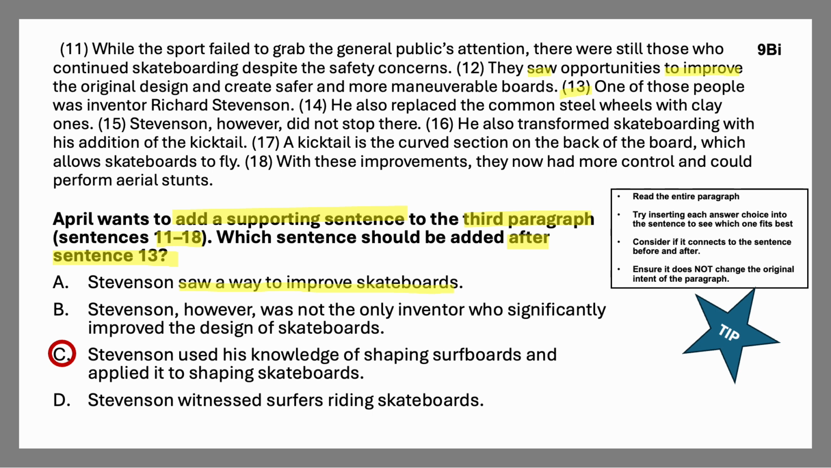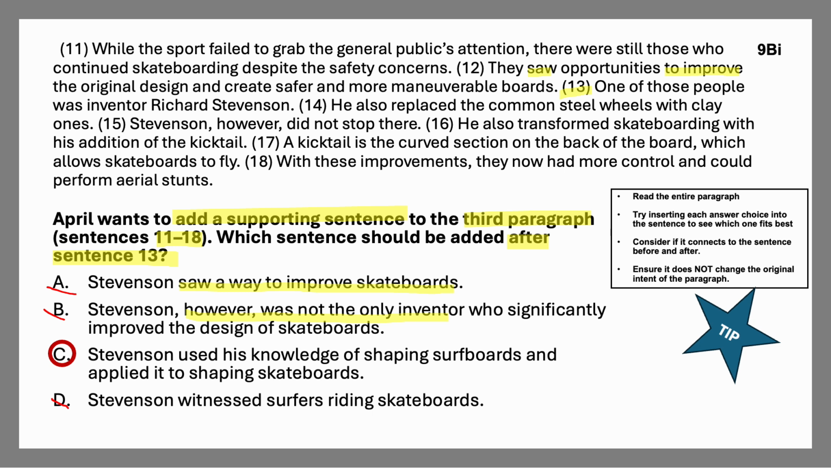B, Stevenson, however, was not the only inventor who significantly improved. This makes it sound like we're going to suddenly talk about another inventor. That would not be the case, because we go on in sentence 14 to talk about how Stevenson was still modifying and changing the skateboard. And then finally, Stevenson witnessed surfers riding skateboards. This is extraneous information. There's no point for us knowing that he witnessed surfers riding skateboards. That's not helpful information. And we see it used appropriately in C a little bit better because it's more focused on him changing the design.